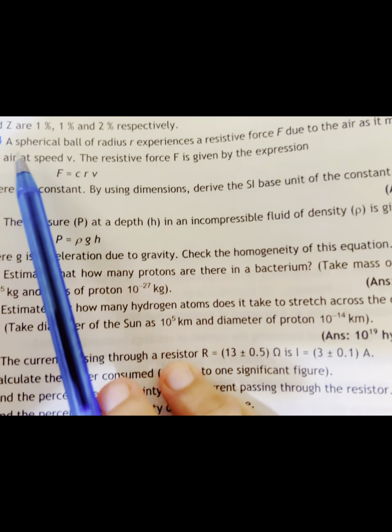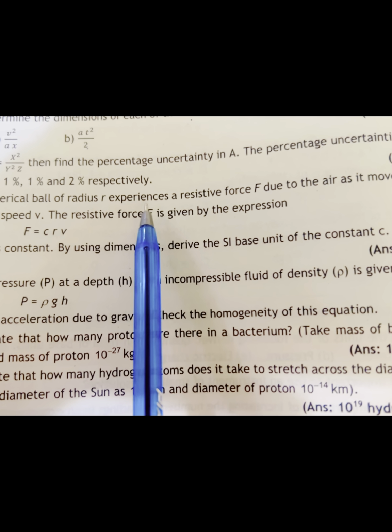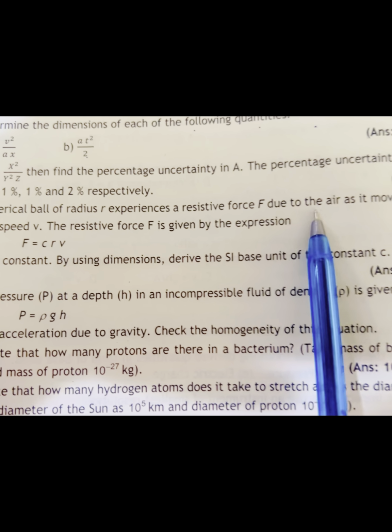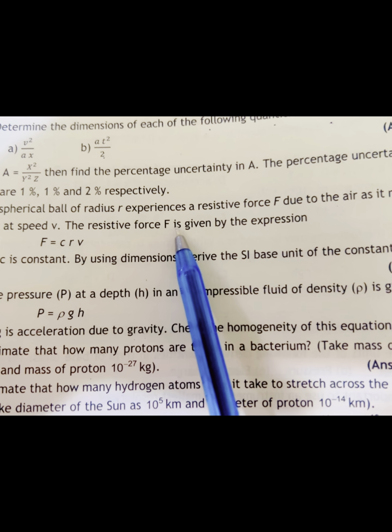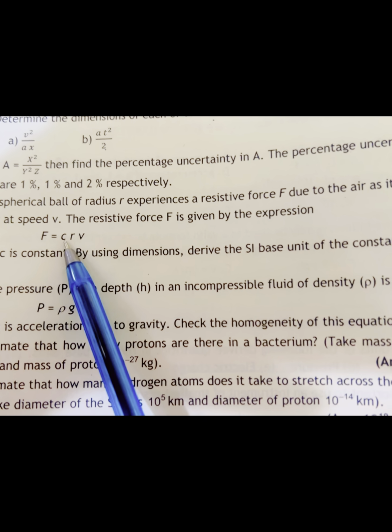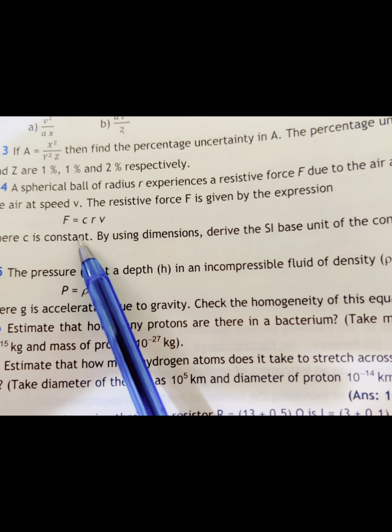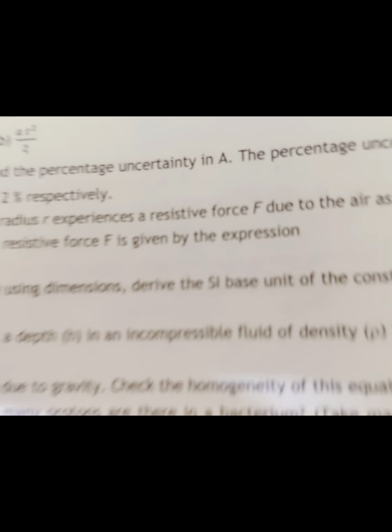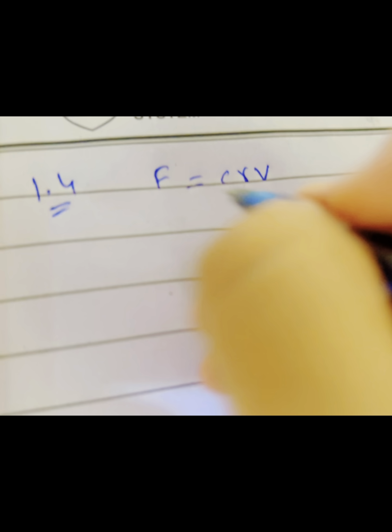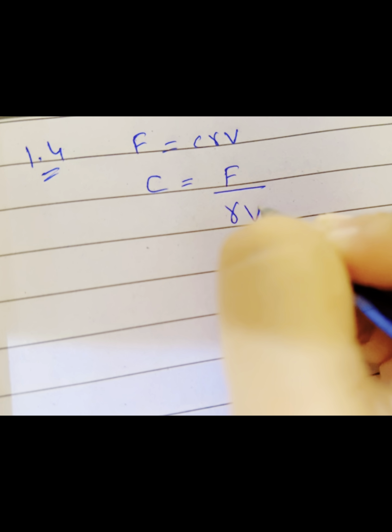For numerical number 4, a spherical ball of radius r experiences a resistive force F due to the air as it moves through the air at speed v. The resistive force F is given by the expression F is equal to CRV, where C is constant. By using dimensions, derive the SI base unit of the constant C. Now the given expression for this numerical is F is equal to CRV. By rearranging this formula, C is equal to F divided by RV.